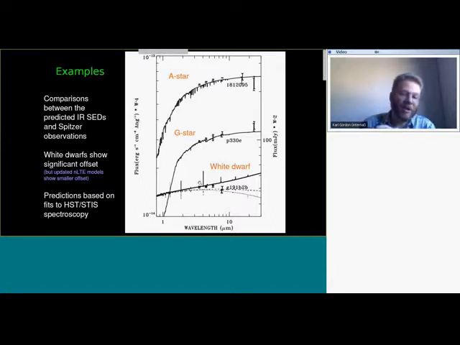So, a red flag, a caution that maybe white dwarfs aren't ideal for infrared calibration, although some updated non-LTE models show a smaller offset. This illustrates the importance of having the 3 different types of stars so that we can tell when we have systematic problems.